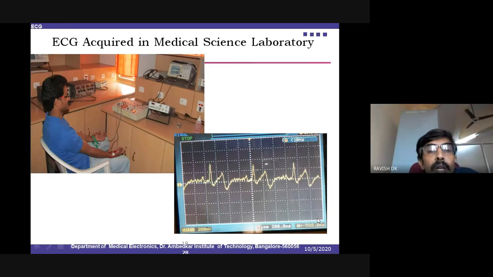Yeah, this is the student. He is picking up from the limb lead configurations, AECG. So this is on the monitoring, and you can see here this is a P wave and this is a QRS complex. This is the T wave.